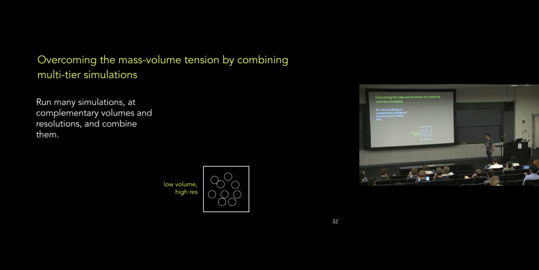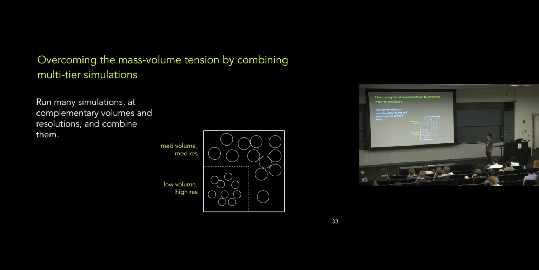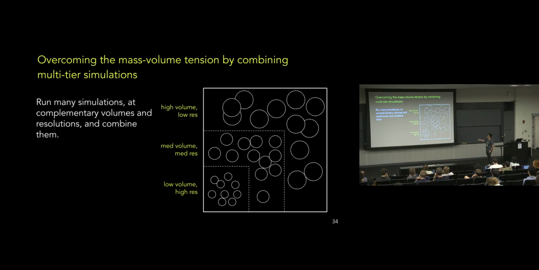So a way that we were thinking is, let's say you have a very low volume, high resolution simulation. You can maybe combine it with a medium volume, medium resolution simulation, as long as there's some overlap between the simulations, and a very high volume, low resolution simulation. And you can find a way to extrapolate between these simulations to combine them into one that has both high volume and high resolution.